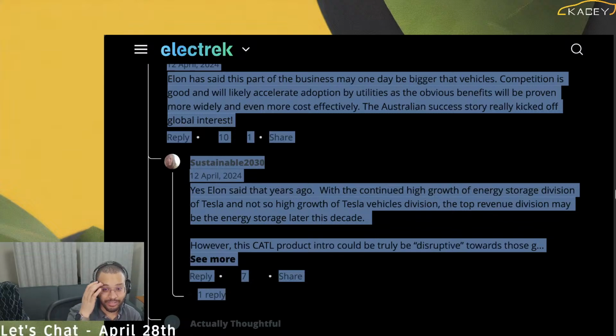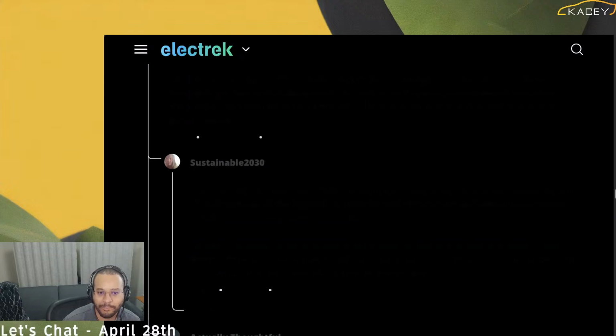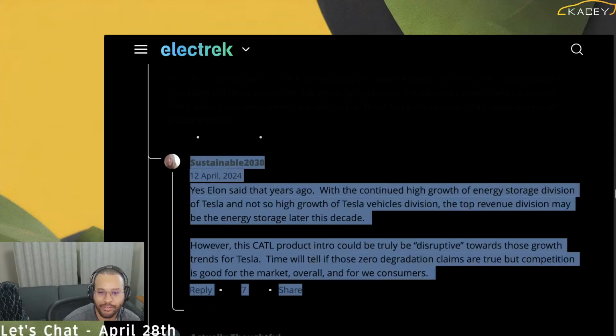Yeah, but he also said it. With continued growth of the energy storage division of Tesla and not so high growth of the Tesla vehicles division, the top revenue division may be the energy storage later this decade. Did you look at the same charts that the rest of us just looked at? This product intro could be disruptive towards the growth trends for Tesla. Time will tell if the zero degradation claims are true, but competition is good for the market, and that's what I keep saying. More choices. Electrify all the things.